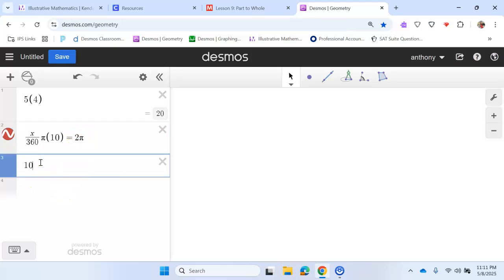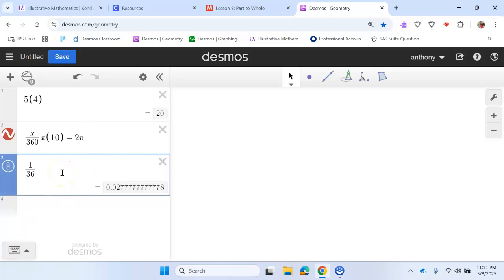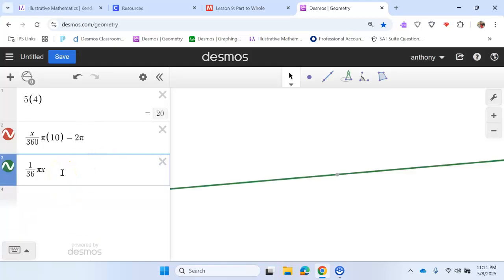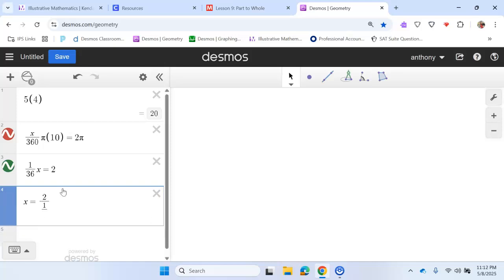10 divided by 360 is the same as 1/36. We take 1/36 times pi times x, and it equals 2 times pi. We divide both sides by pi, and pi cancels out. We divide both sides by 1/36, we get 2 divided by 1/36, which is the same as 2 times 36, which is 72.